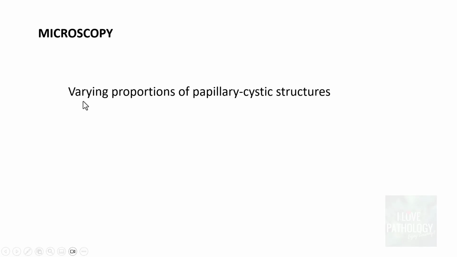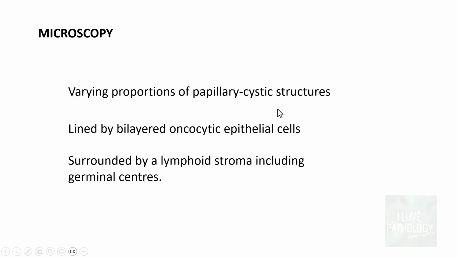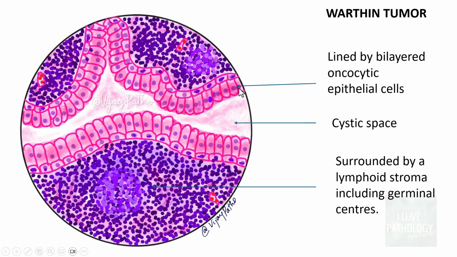So, microscopy is very simple. All you have to identify is varying proportions of papillary cystic structures which are lined by bilayered oncocytic epithelial cells. These epithelial cells are bilayered, outer cuboidal and inner columnar, and these are surrounded by a lymphoid stroma including germinal centers. Can you see this? This is the bilayered oncocytic epithelium which I was telling you about, the outer cuboidal and then the inner lining epithelium towards the cyst-like spaces. These are columnar cells, and I told you these are oncocytic cells.